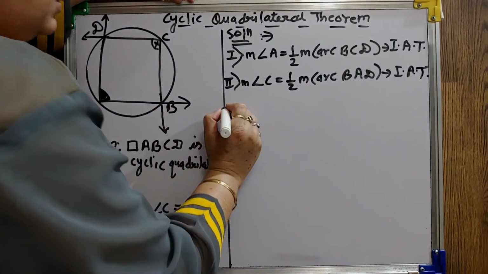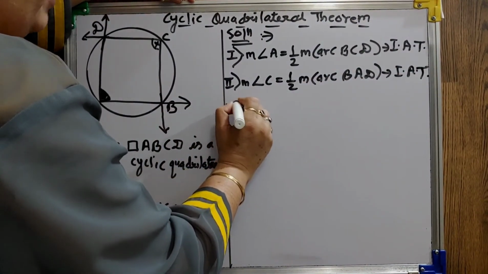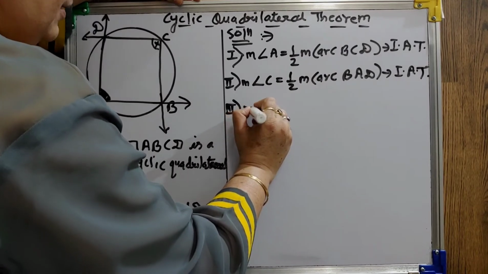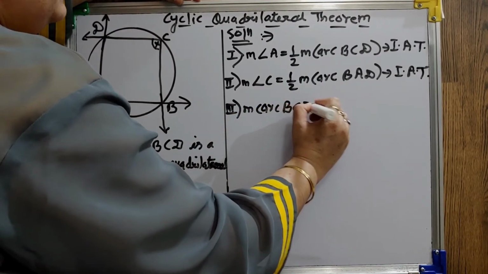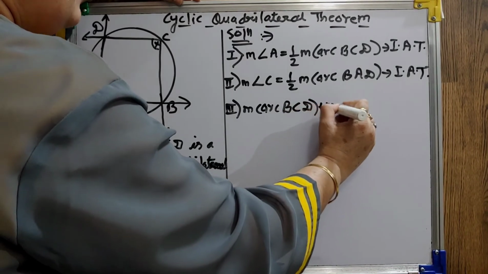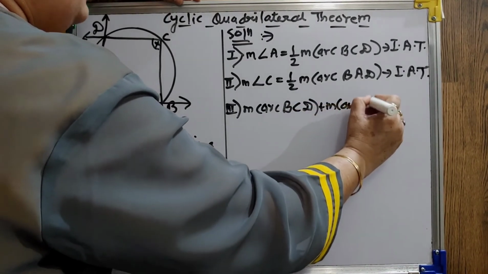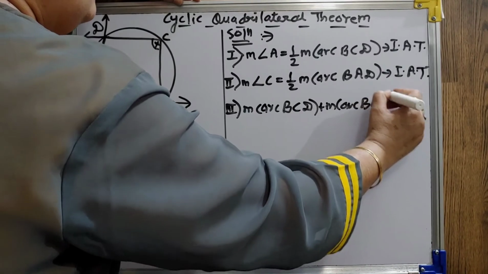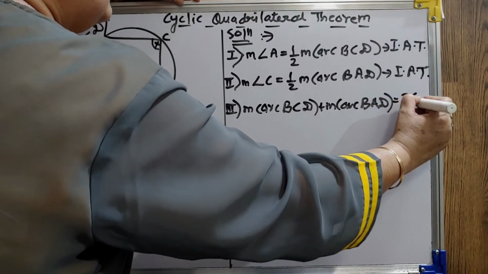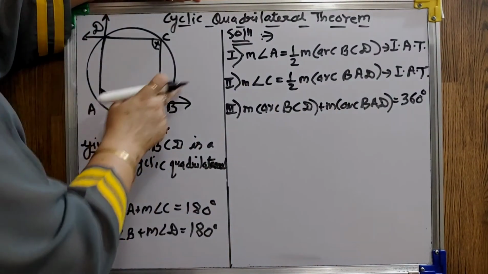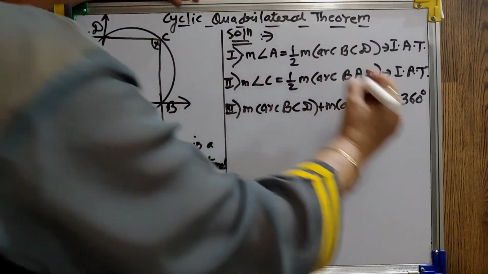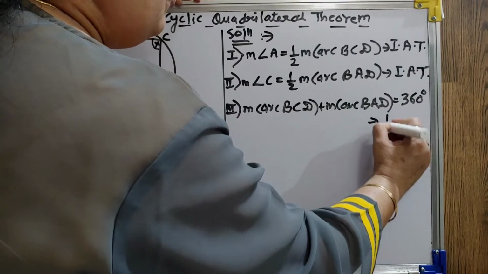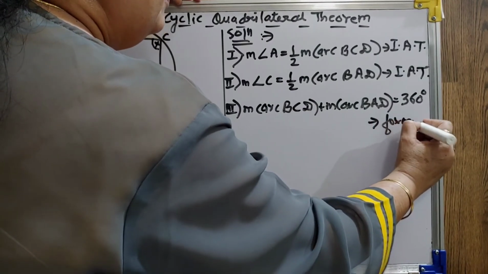Now, in the third one, when I add both the arcs, my measure of arc BCD plus measure of arc BAD together is 360 degrees. See, BCD and BAD together form a circle. So, reason is forming a circle.